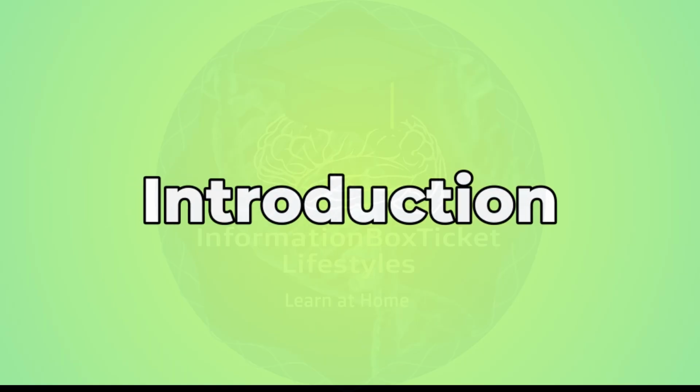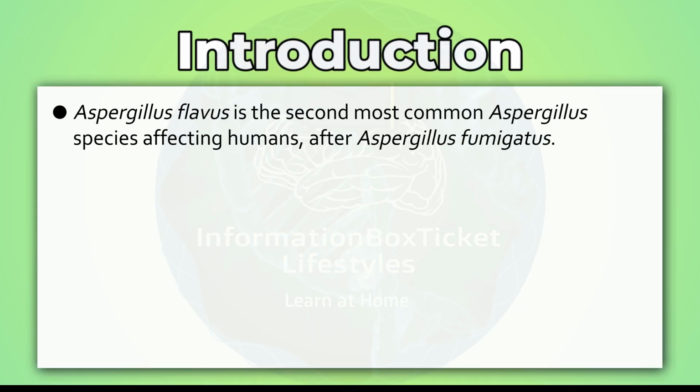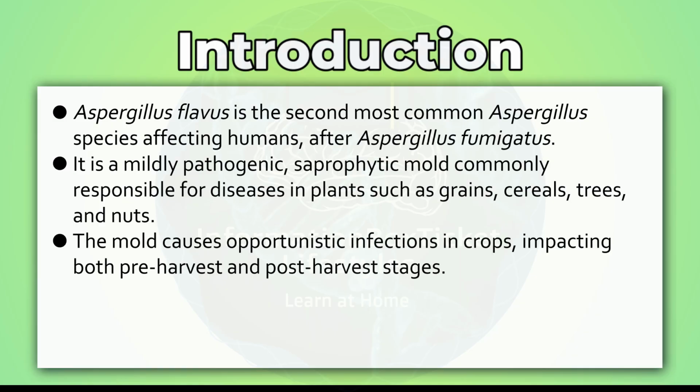Introduction to Aspergillus flavus. Aspergillus flavus is the second most common Aspergillus species affecting humans, after Aspergillus fumigatus. It is a mildly pathogenic saprophytic mold commonly responsible for diseases in plants, such as grains, cereals, trees, and nuts. The mold causes opportunistic infections in crops, impacting both pre-harvest and post-harvest stages.